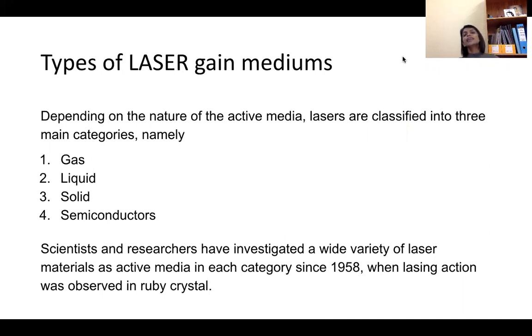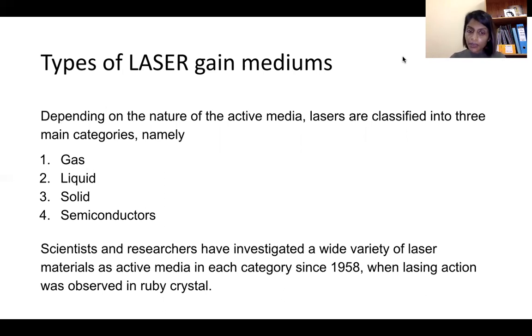And what are the laser gain media? Now, I told you when we construct a laser system, we have a Fabry-Perot etalon. Let's imagine they are plane parallel mirrors, and then we have the lasing medium in between in this optical cavity. We fill this optical cavity using an active medium, and the lasers are classified into three main categories: gas, liquid, solid, and then we have the semiconductors.